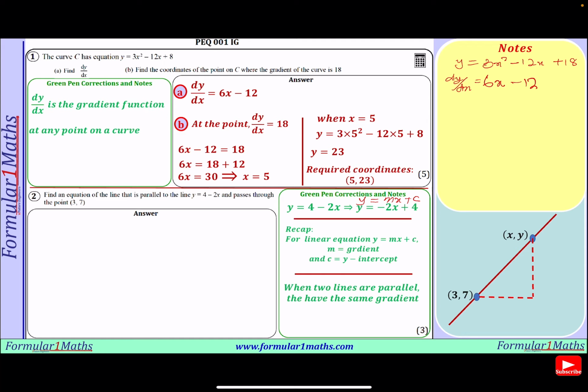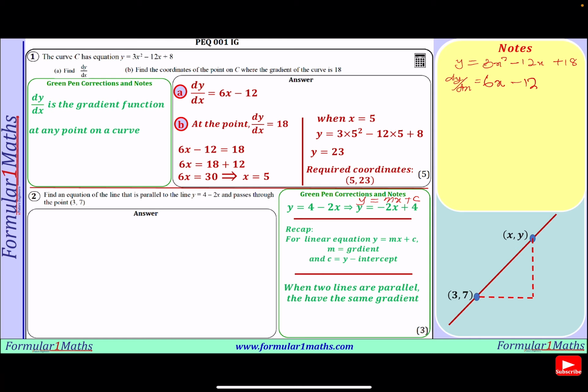What I want you to note is this. I have sketched an arbitrary line, not taking care whether the gradient is positive or negative, because it does not matter in the solution to this question. In the end, we get the correct gradient. And in exam, nobody will penalize you for drawing an arbitrary line like this. So take note of that.